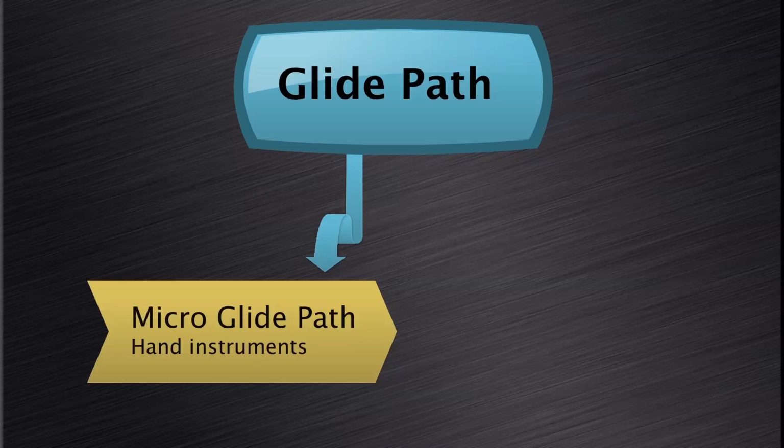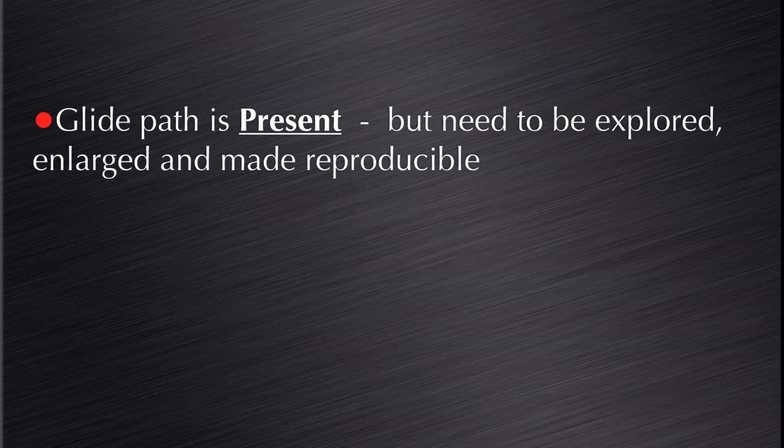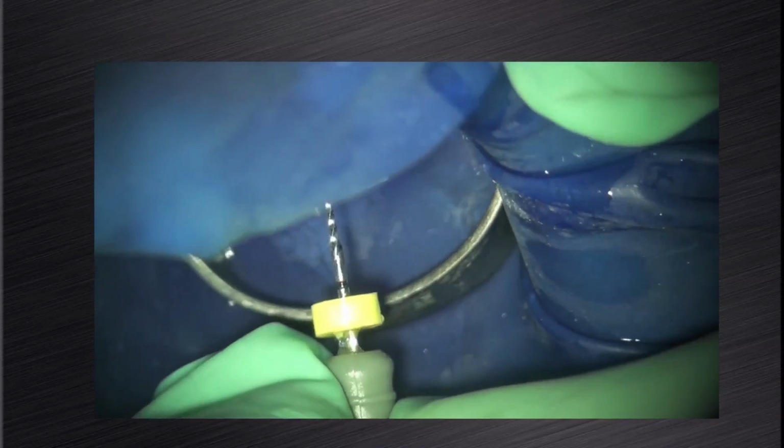A reproducible micro glide path can only be prepared with hand instruments, small hand instruments like a size 08 or 10K file, depending on the initial size of the canal. We have to understand that many canals already have a micro glide path present, but the problem is that they are not reproducible. Let me show you this example.